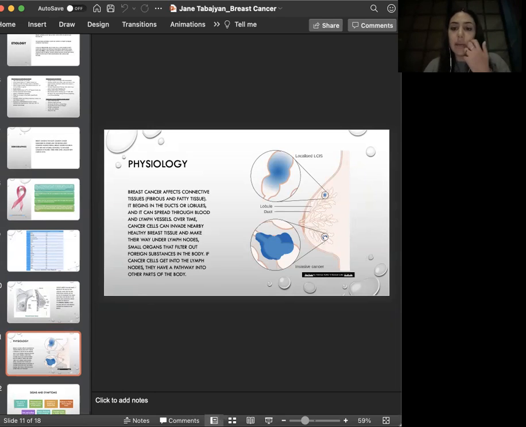Now I will be talking about the physiology of breast cancer. Breast cancer affects the connective tissues. It can spread through the blood and lymph vessels over time. The cancerous cells can invade the nearby healthy tissue and make their way into the lymph nodes. Once cancer cells have gotten into the lymph nodes, they have a pathway into other parts of the body.